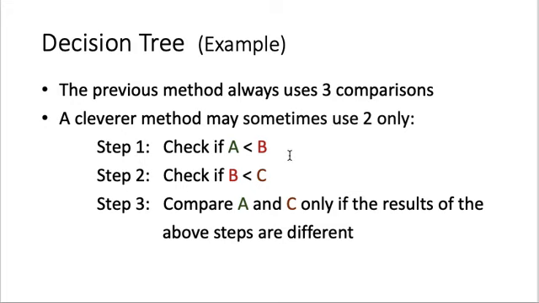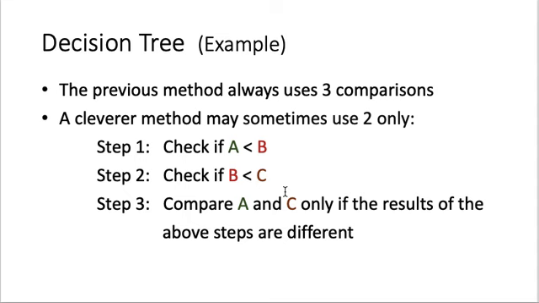So what do we do? First, at step 1, we will compare A and B and check if A is less than B. In step 2, we will check if B is less than C. But then for the third step, we will compare A and C only if the results of the first two steps are different. So what does that mean? It means that if A is less than B and also B is less than C, then we will not make the third comparison. Or similarly, if A is greater than B and B is greater than C, so if these two are no, okay, then we will also not compare A and C.